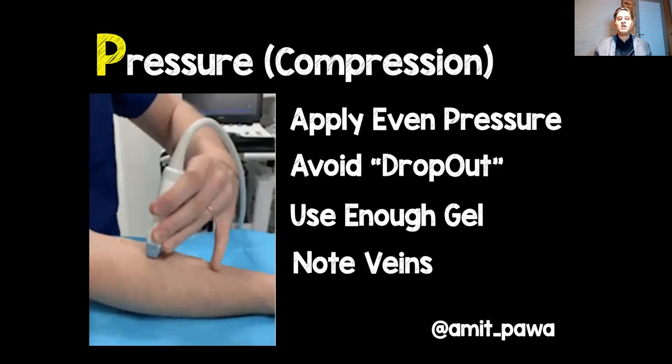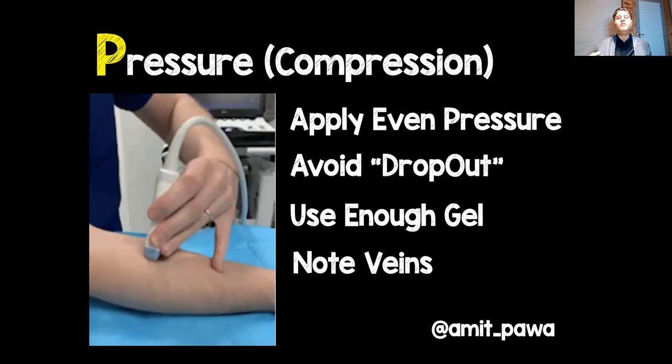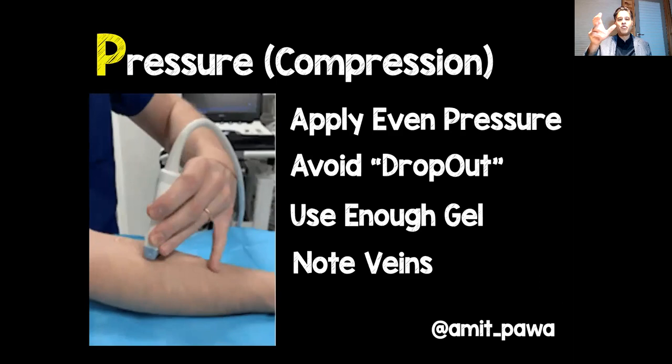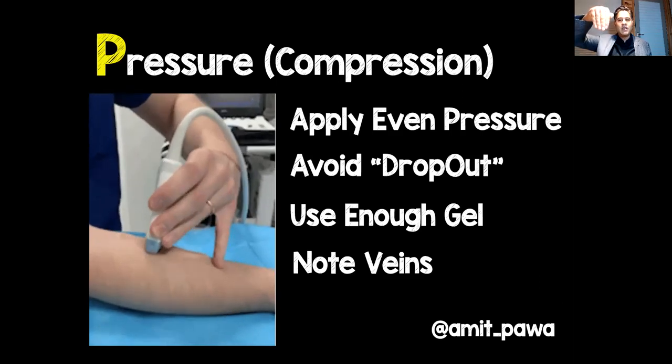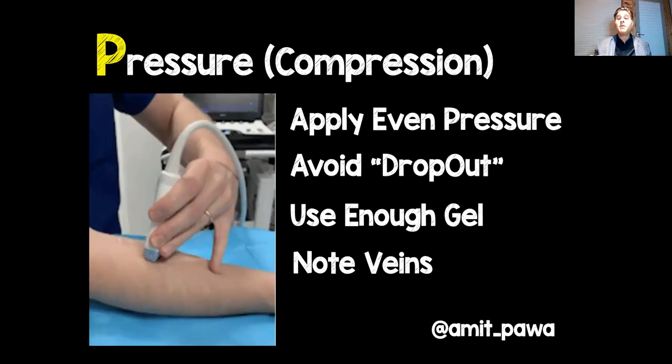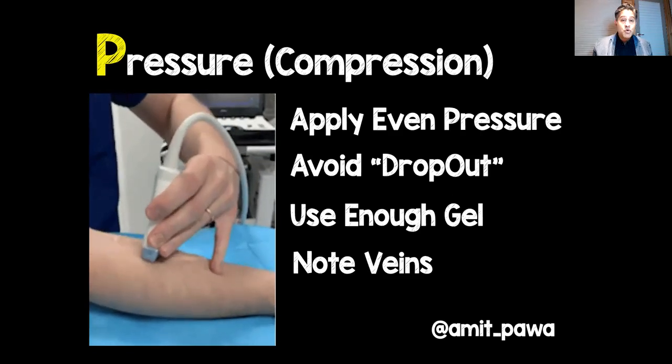The first is pressure, and that's literally applying an even pressure along the area that you're scanning. And avoid that dropout. That dropout you often get when you see people are not evenly placing the probe on, and you get an incomplete picture. Make sure you use enough gel, not too much gel.